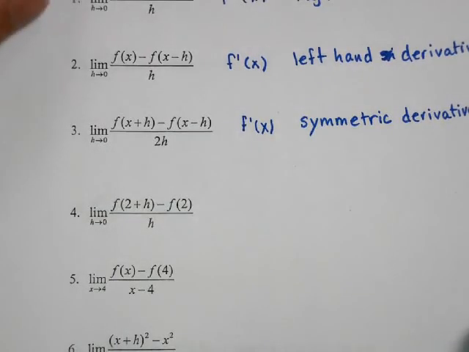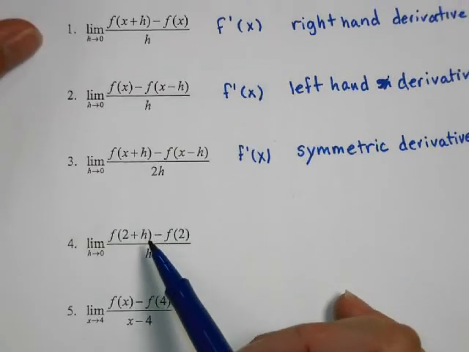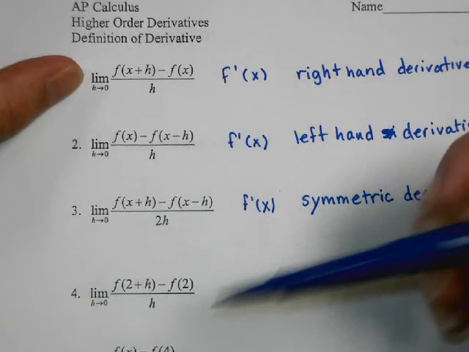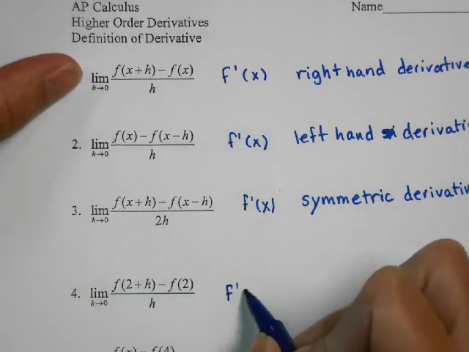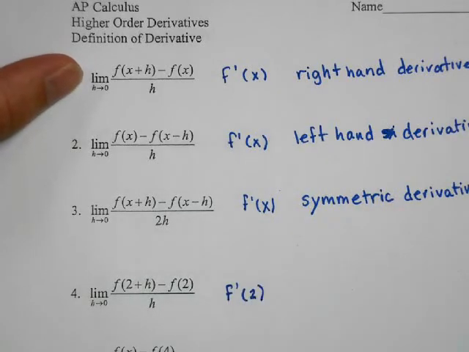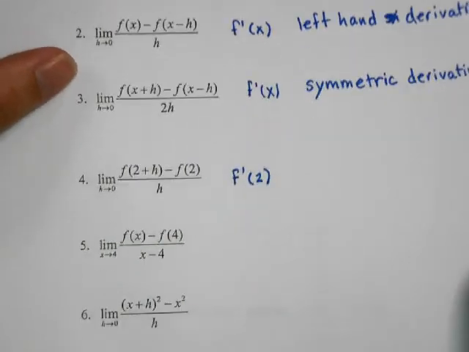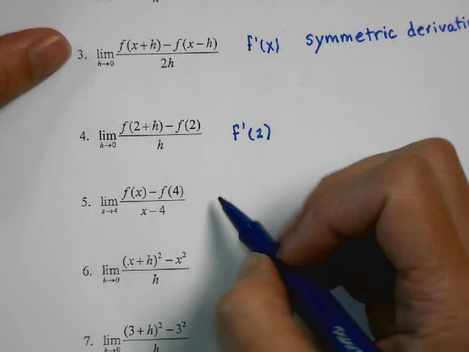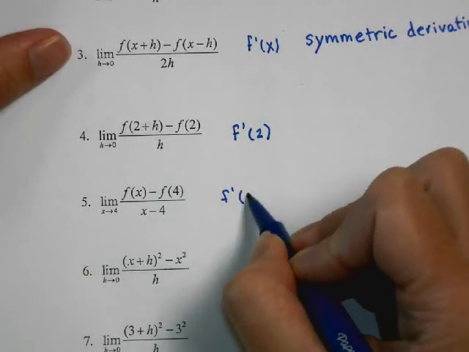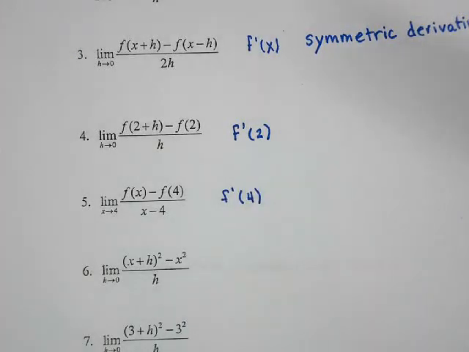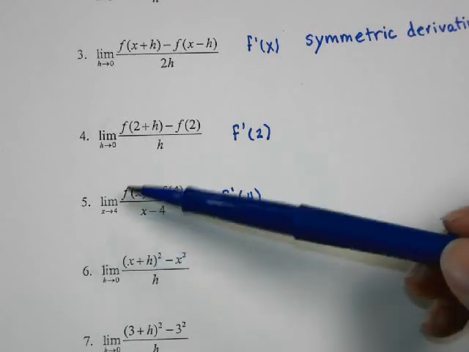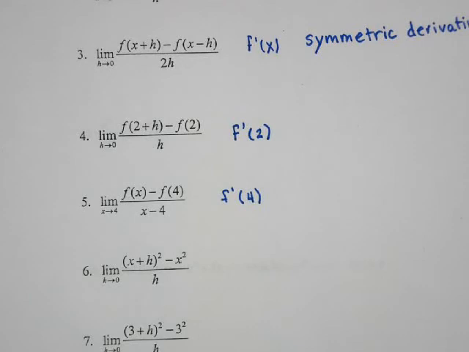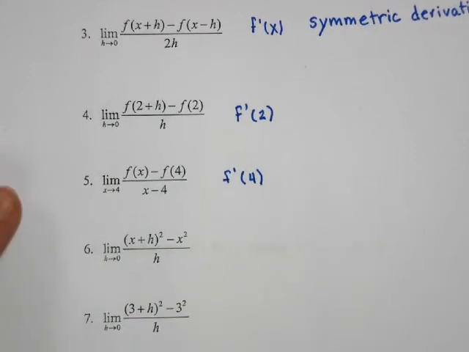Now we move into actual numbers. So this is the same as this. Instead of x though, we have 2. So this is f prime of 2. This is our alternate definition. This would be f prime of 4. So this is the limit as x approaches a of f of x minus f of a over x minus a. This is just evaluated at 4.